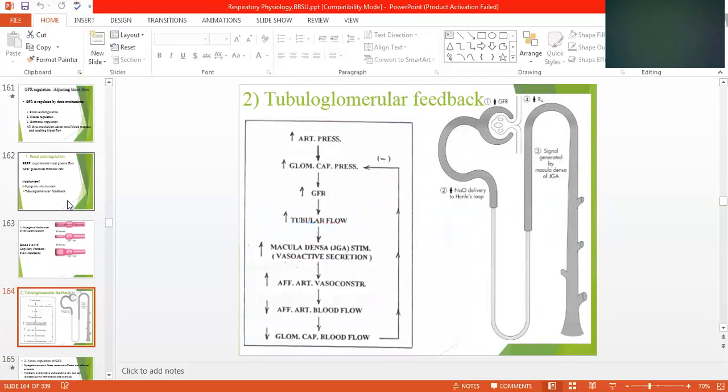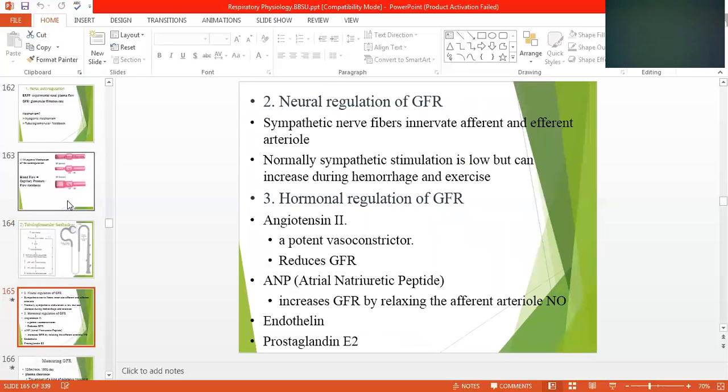Glomerular feedback mechanism as it is shown over here. Arterial pressure, glomerular capsule pressure, GFR, tubular flow, macula densa, juxtaglomerular stimulation, vasoactive secretion, arteriolar vasoconstriction, arterial blood flow, glomerular capsule blood flow. This is all the effect on the feedback.